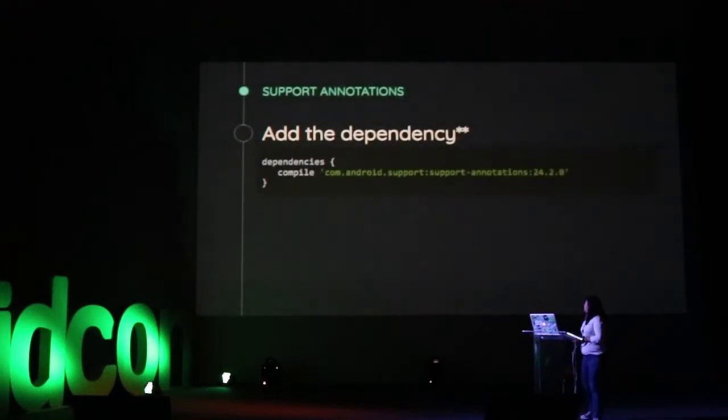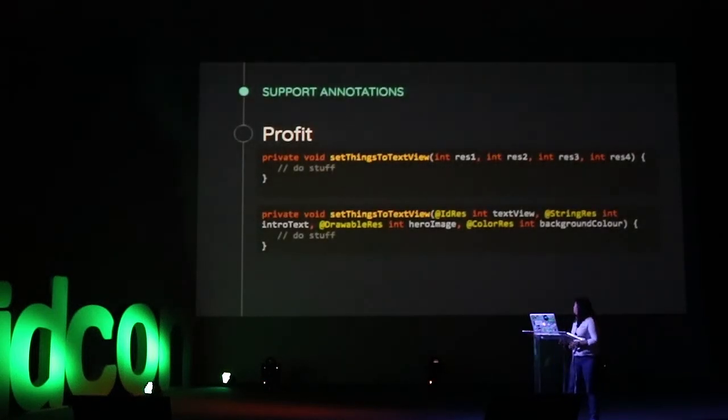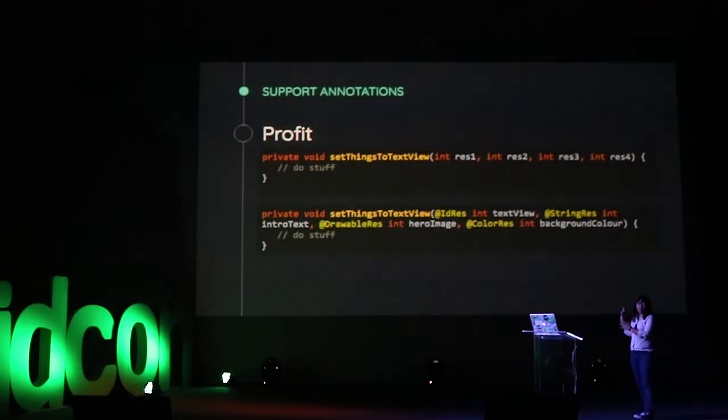If you use the support library, which I assume most people do, you don't need to add anything to have support annotations. It's already there for you. So this is a sample of what I was saying about enforcing what kind of resource should be passed into a method, for example.